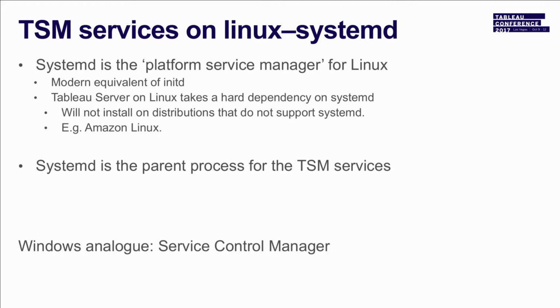The notable exception that a lot of people have asked us about is Amazon Linux. However, there's good news. Amazon has recently announced a beta version of Amazon Linux that supports systemd, which means that it's going to be feasible for us in the future to support Amazon Linux for Server on Linux. We're still evaluating that in-house. It's not available yet, but it is definitely on the roadmap for us to support Amazon Linux.